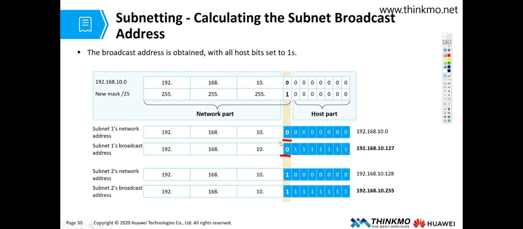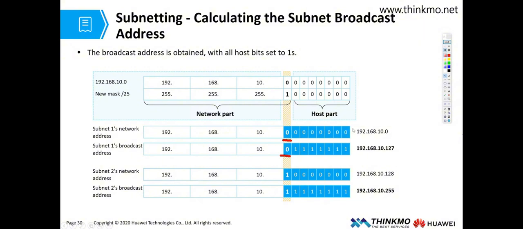In the smallest case, when all remaining host bits are 0, converting it to decimal gives us 192.168.10.0. Our broadcast address is when all host bits are 1. In this case, the first bit is 0, and the rest are all 1s. Converting it to decimal gives us 127. From this, we can calculate its subnet.